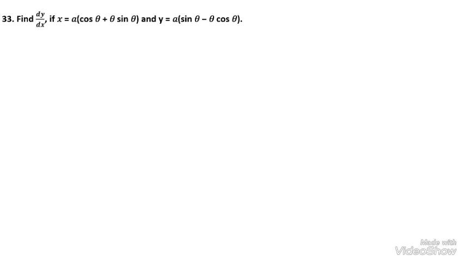Find dy by dx if x is equal to a into cos theta plus theta into sin theta, and y is equal to a into sin theta minus theta into cos theta. This is a parametric equation. Now, first consider the parametric equation. x is a into cos theta plus theta into sin theta, and y is equal to a into sin theta minus theta into cos theta.